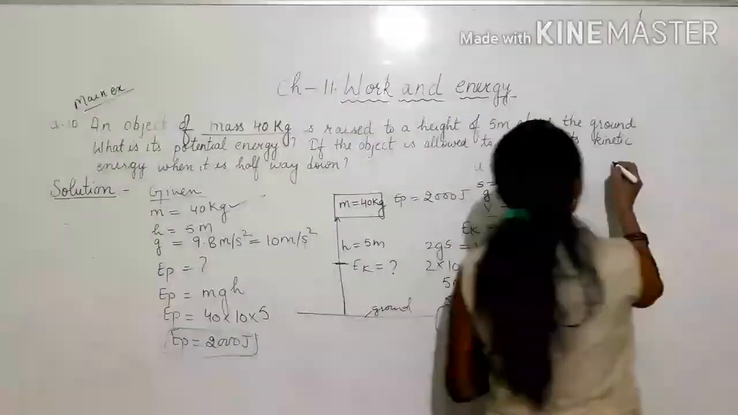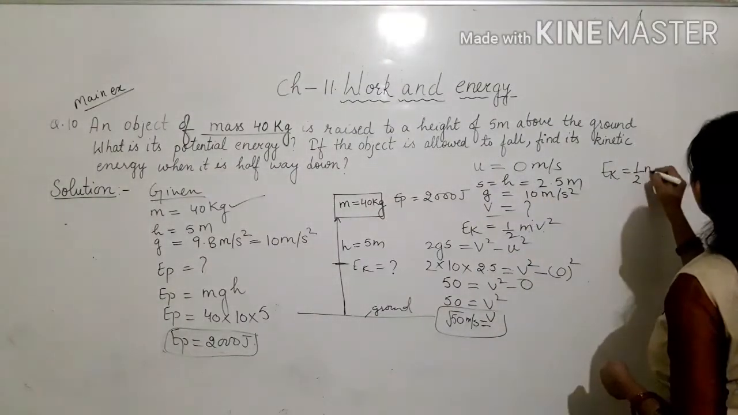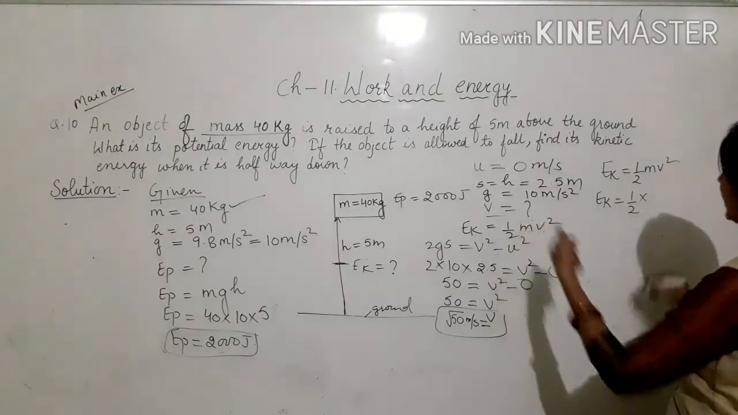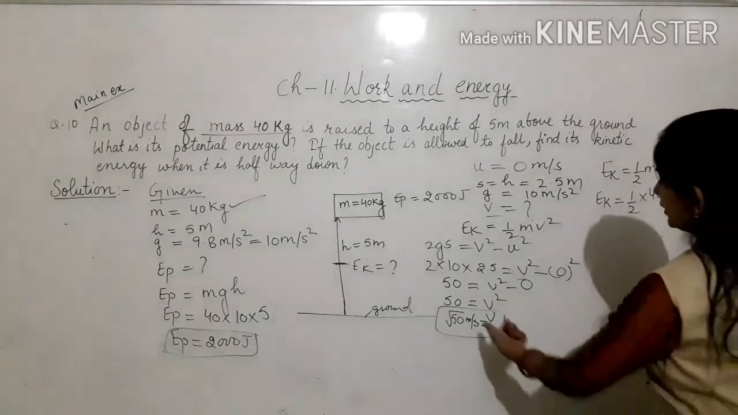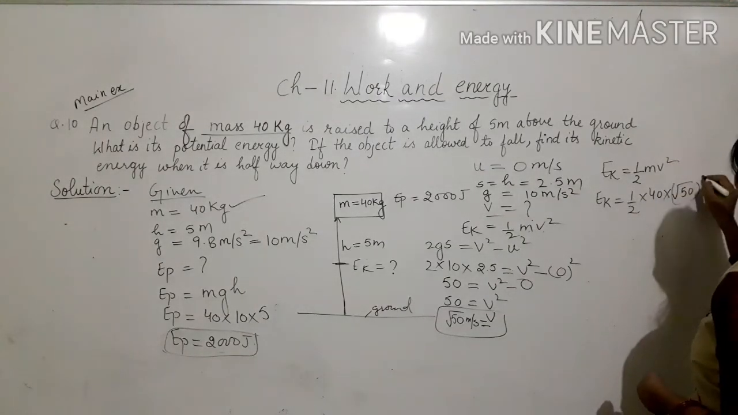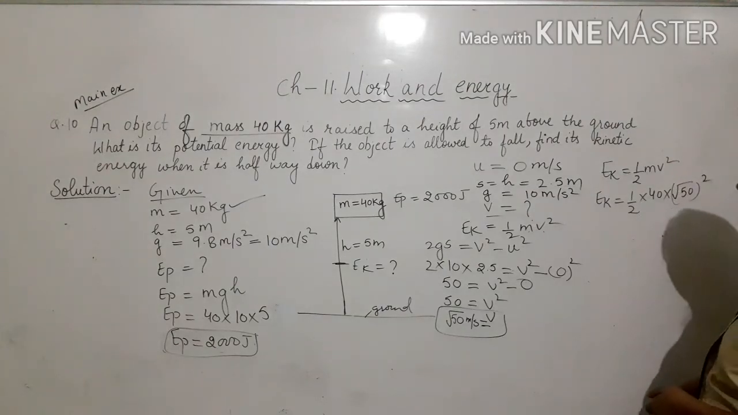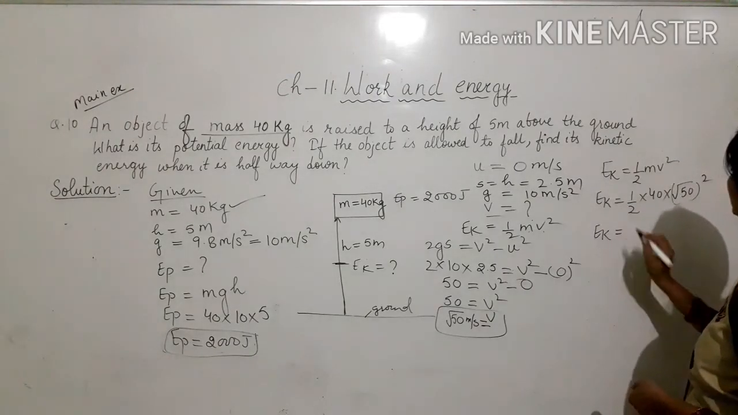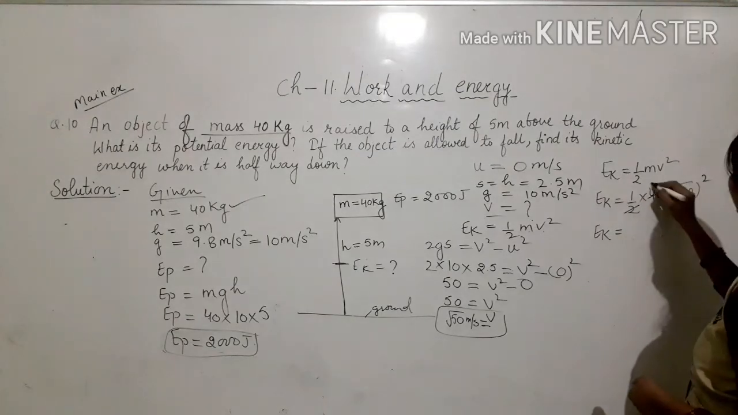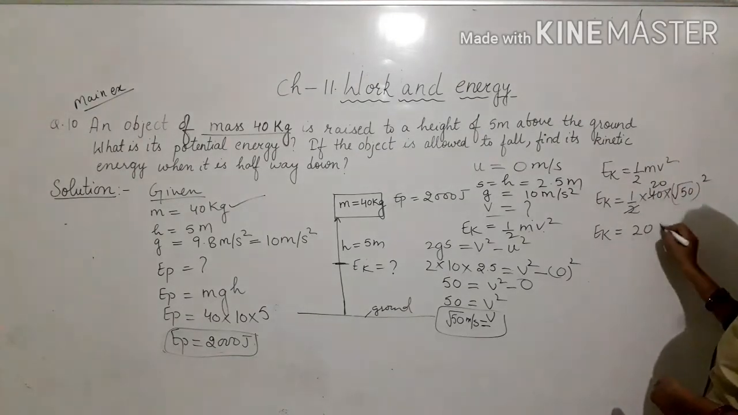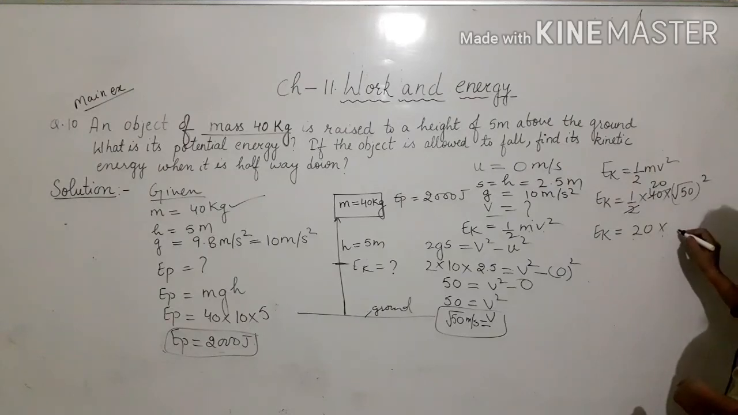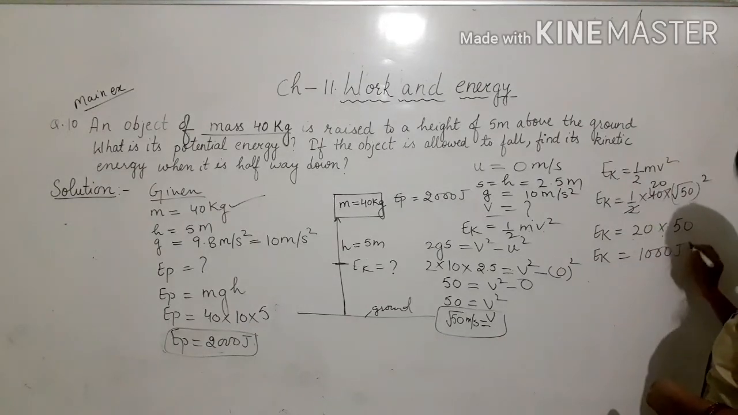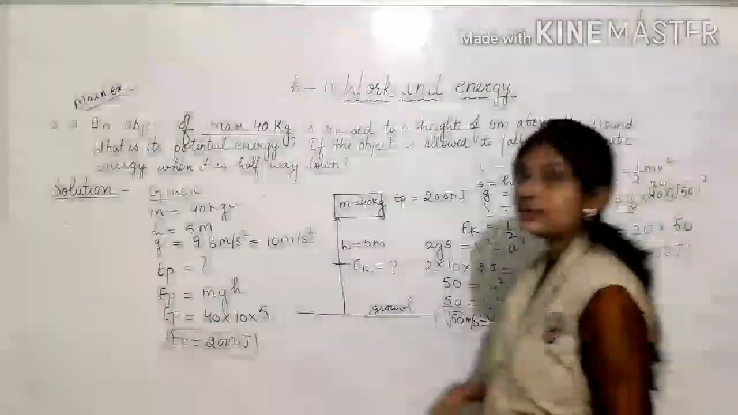Now find its kinetic energy. Ek is equal to half mv square. Ek is equal to half into m, what is m? 40 kilogram, into v square, which is square of under root 50 meter per second. Ek is equal to 40 divided by 2, we will get 20, into square of under root 50, it is 50. Ek is equal to 20 into 50. It is 1000 joules. So we have got the answer.